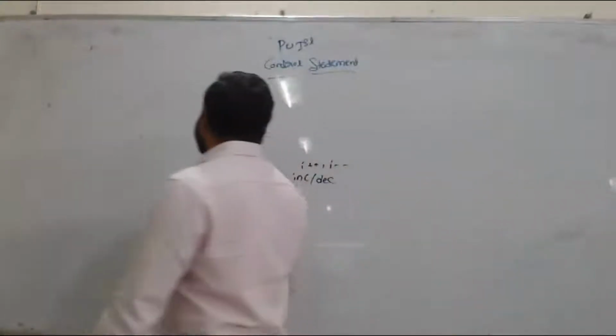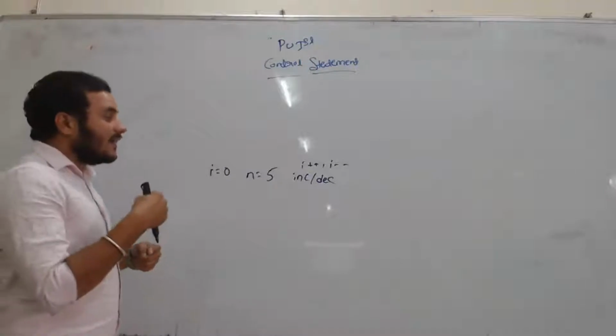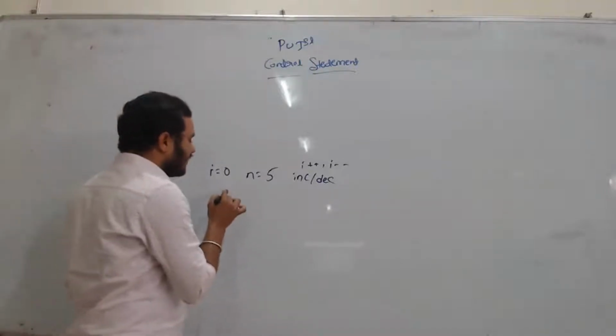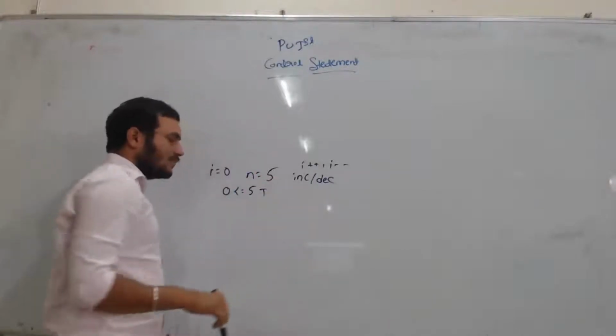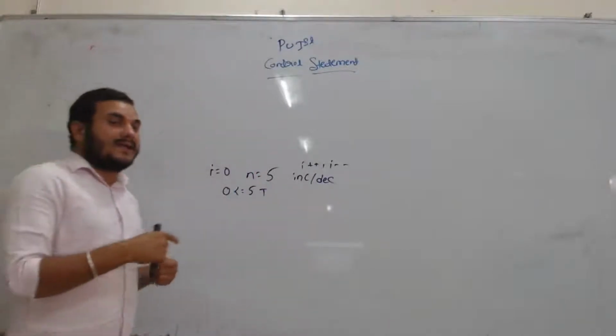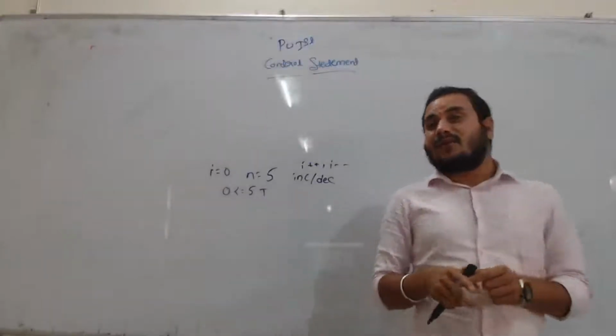If you initialize the value i is equal to 0, the value will be increasing here. Here the condition is checked: 0 less than or equal to 5, the condition becomes true. So it is looping, iterating, unless you get a false statement.